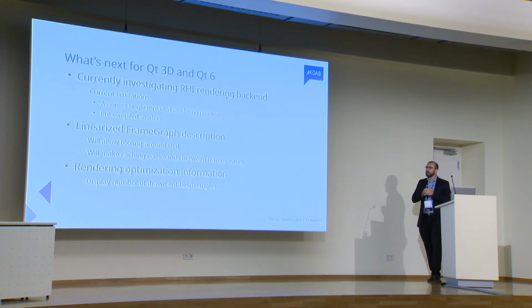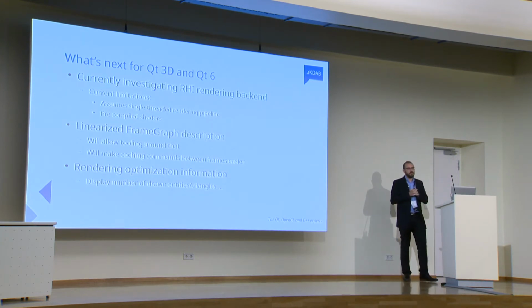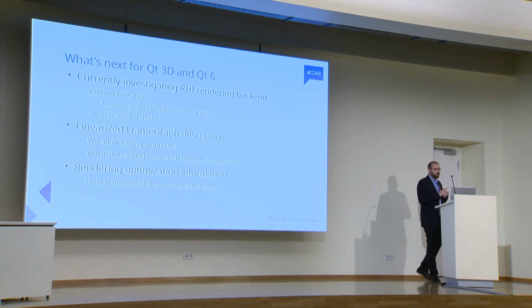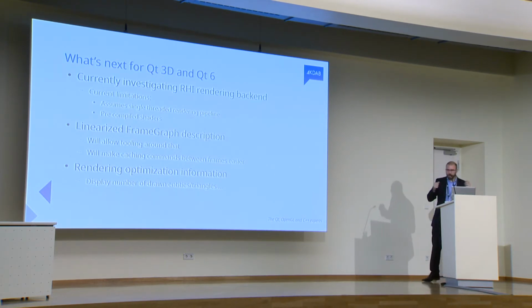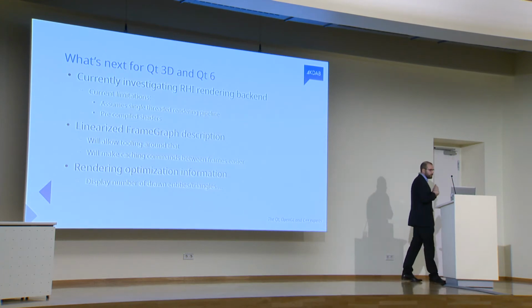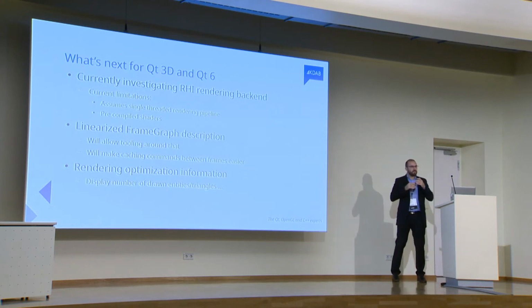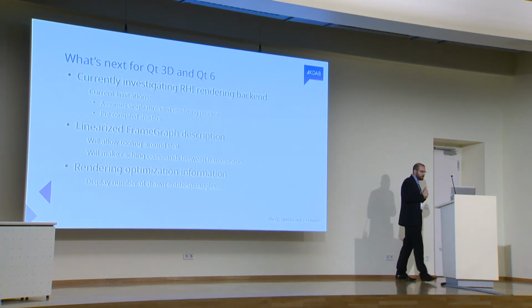What we're really wondering, and that's the big question, is how do we handle the modern graphics APIs? Are we going to handle Vulkan, Metal? Right now, we're considering two approaches. One way would be to use RHI. It has a few limitations for what we're trying to do with Qt3D.